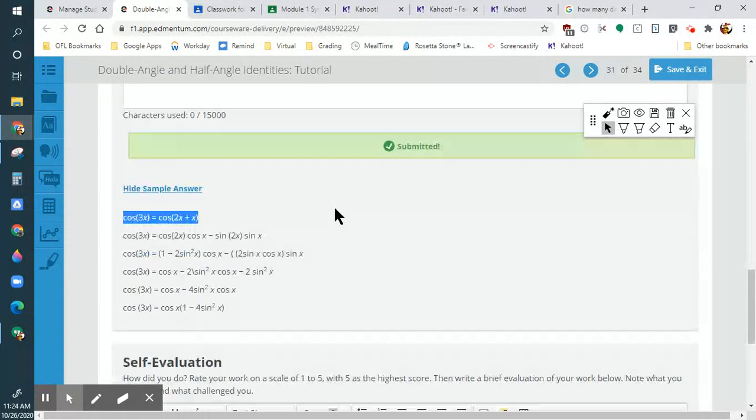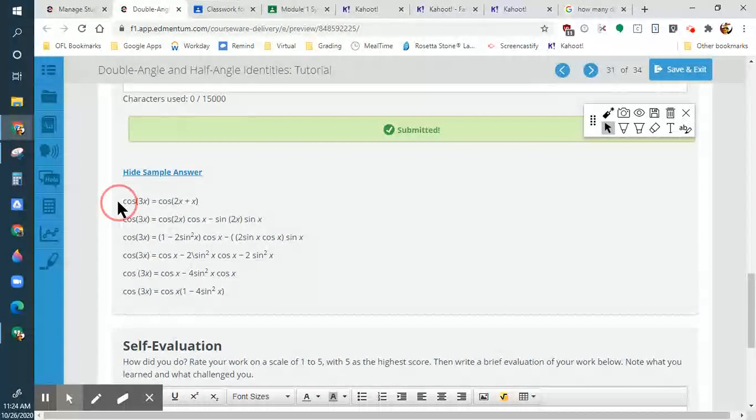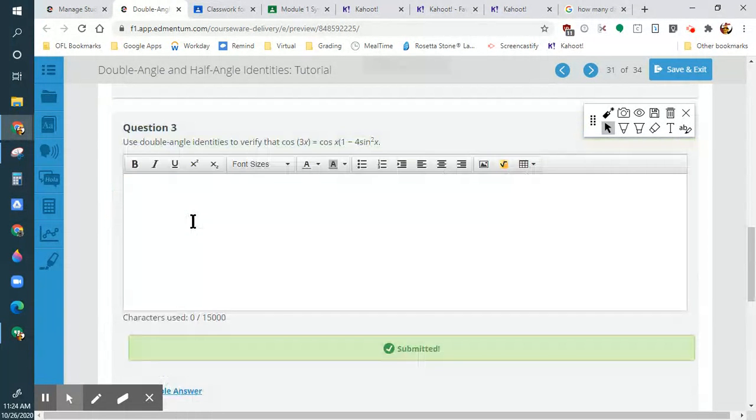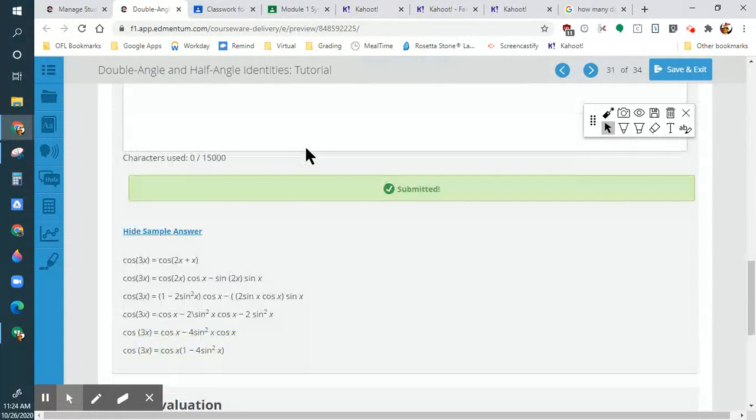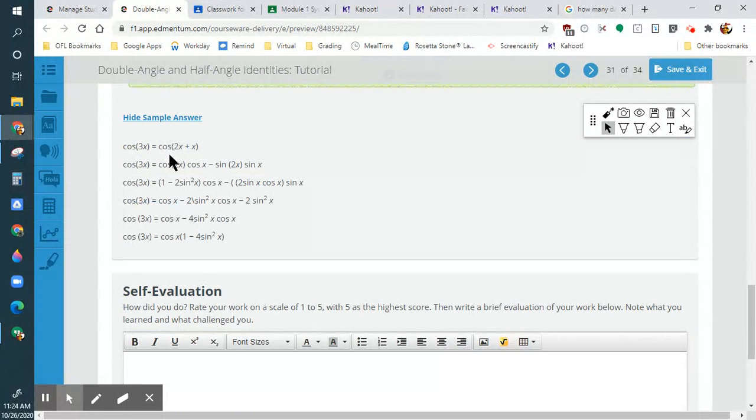So what's happening here is this first one, we can't use the double angle identity because this is not a double angle. It's a tripled angle. So in order to make it a double angle, what we're going to do is the double angle plus the single angle. So that's our first step.